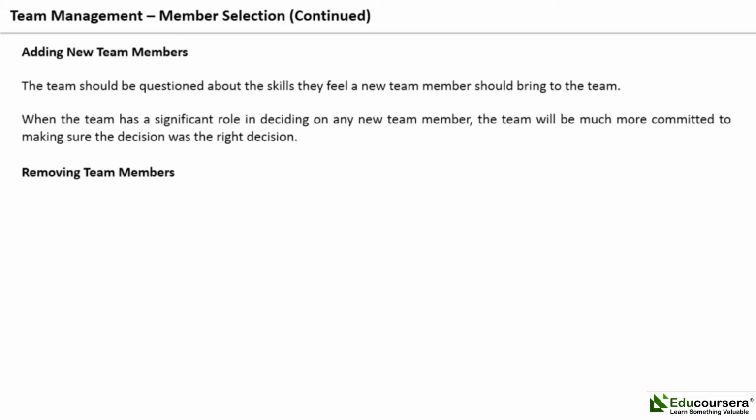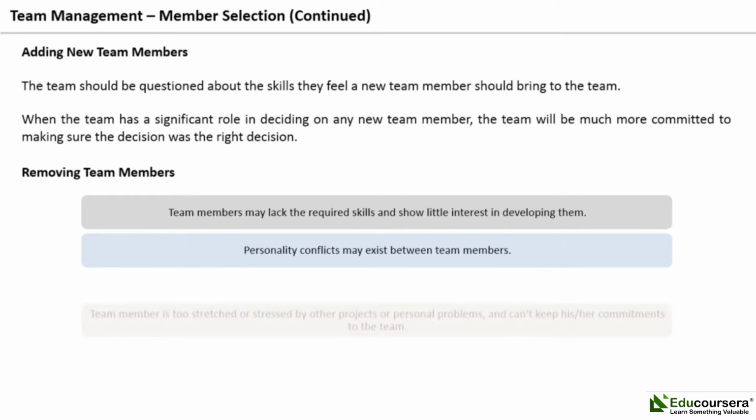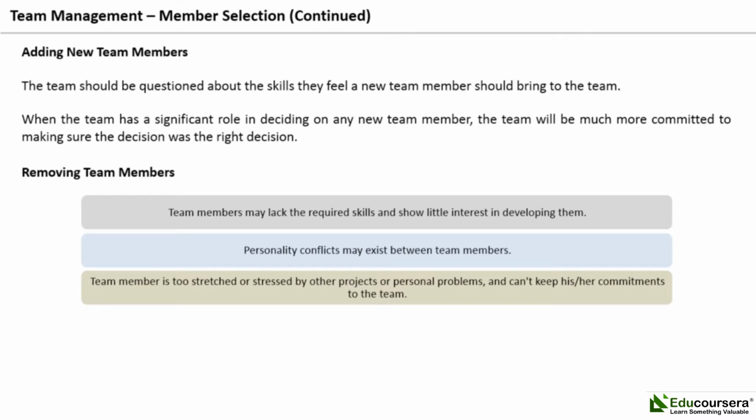Sometimes, despite everyone's best efforts, a team member may need to be taken off the team. There are a number of reasons why this situation could occur. Perhaps one of the members lacks the required skills and shows little interest in developing them. Personality conflicts may exist between team members. Perhaps a team member is too stretched or stressed by other projects or personal problems and can't keep his or her commitments to the team.